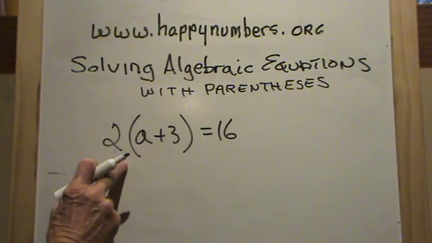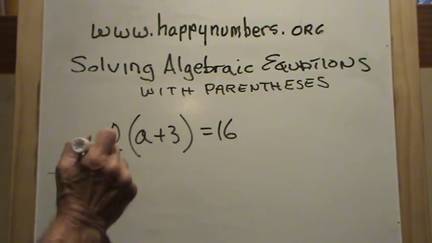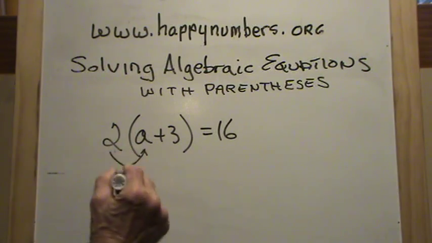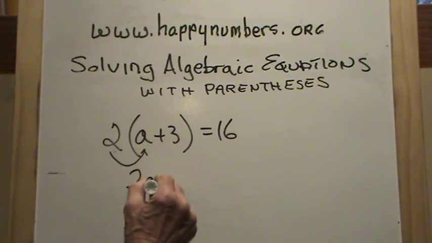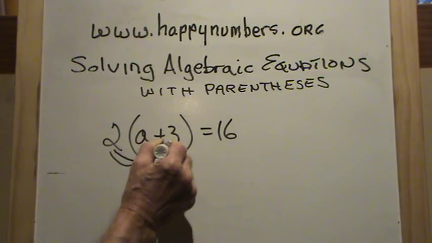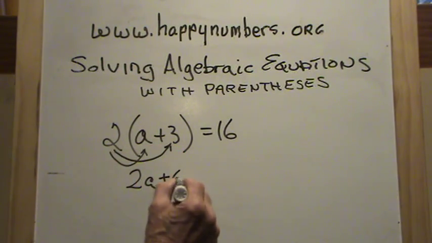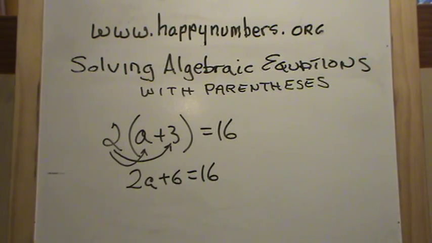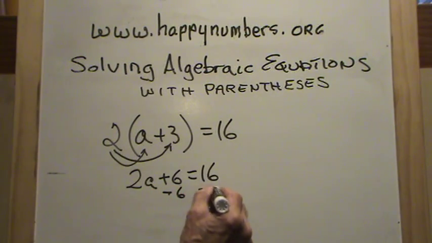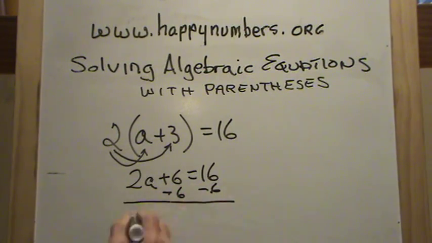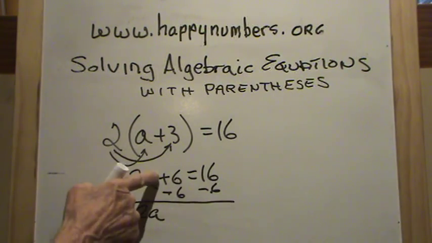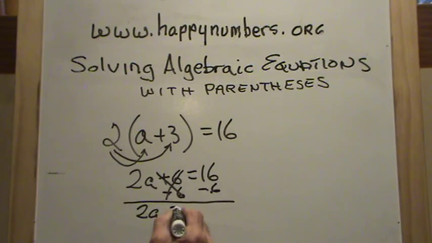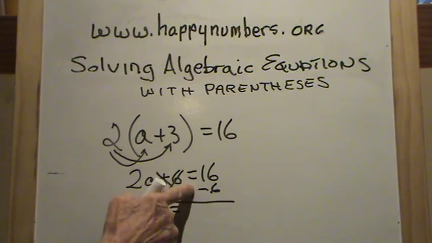2 times the quantity of A plus 3, so we'll multiply 2 times A, and they're both positive, so it'll be 2A, and then we multiply 2 times positive 3, which will give us 6, equals 16. Now I want to isolate my variable, my unknown, so I want to deal with this positive 6, and I can use the inverse or opposite, negative 6, negative 6. And I get 2A, and when I combine the positive and negative, they cancel out. Equals 16, take away 6, which is 10.